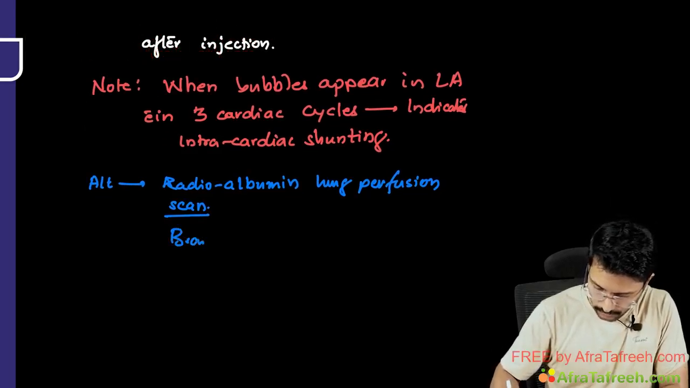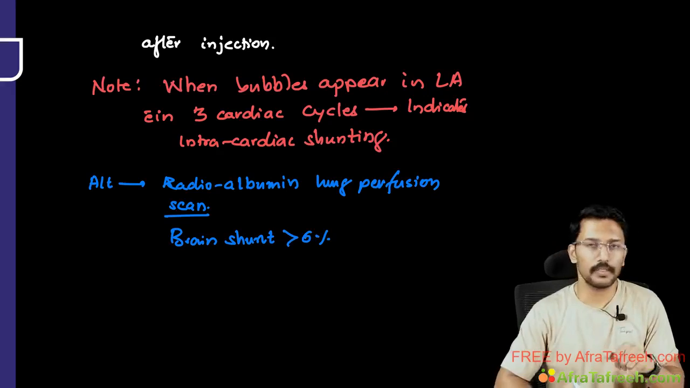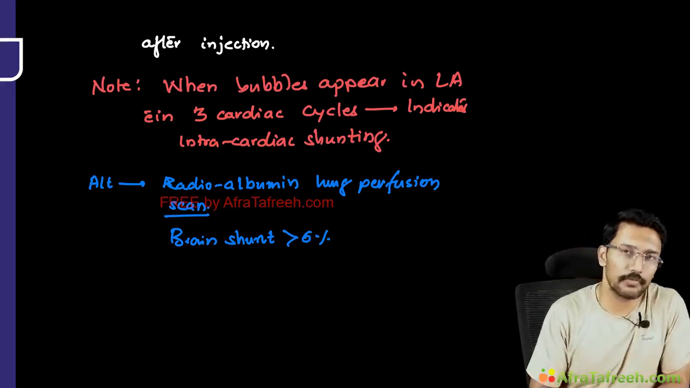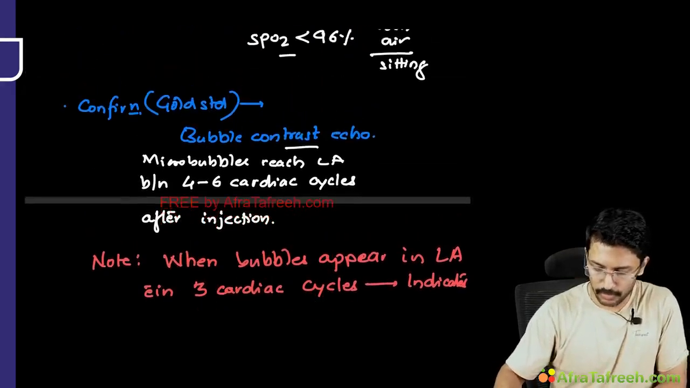With brain shunt more than 6%. Okay, clear? So these are the investigations that we would be doing for the diagnosis of hepatopulmonary syndrome, right?